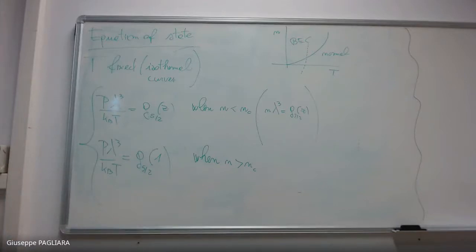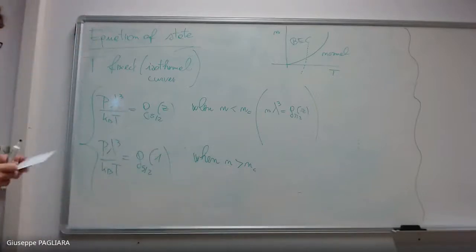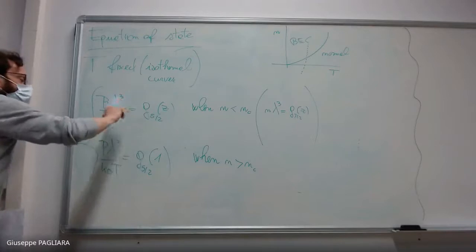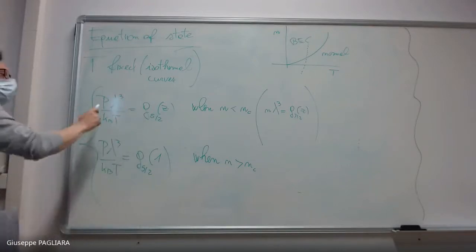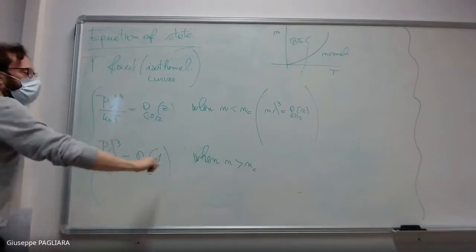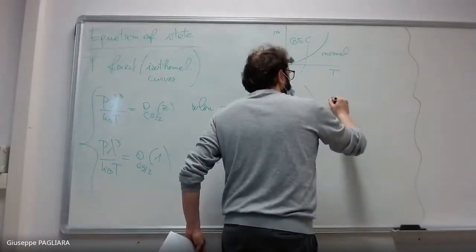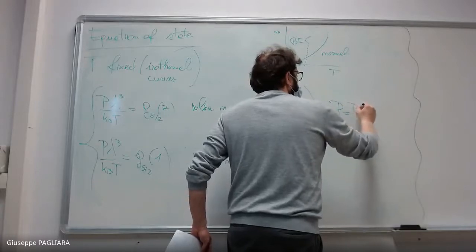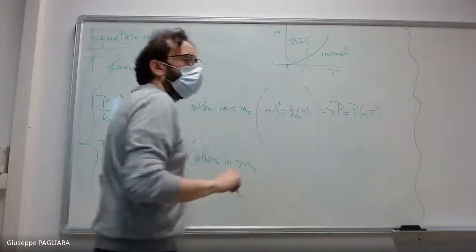Because this is the situation in which the critical density is large, the density is larger than the critical density, or we are in the BEC. As you see from here, in the first equation, the pressure depends on temperature and density. So from here, the pressure P is a function of density and temperature, as usual.